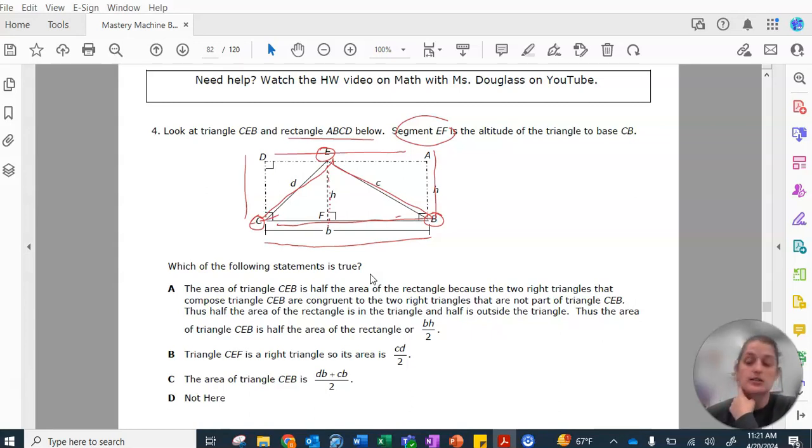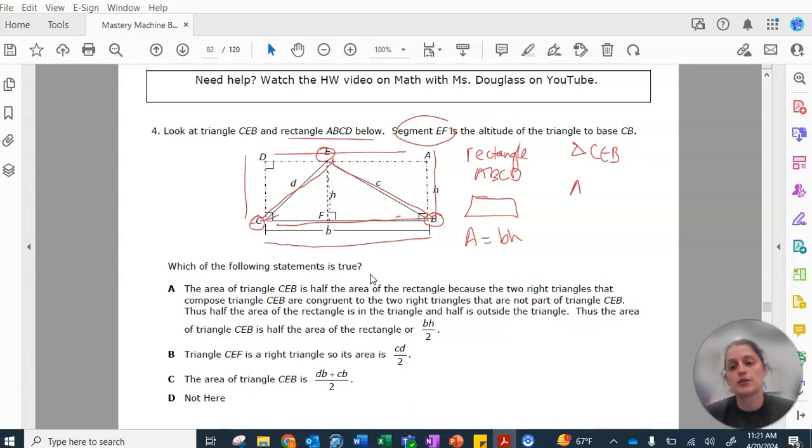Oh boy, this is a big one. Don't freak out. It's rectangles and triangles. We know the area formula for both of them. Let's just, before we even read them, say, okay, the rectangle ABCD, our area formula is area equals base times height. And triangle CEB, our area formula is area is 1/2 of the base times the height.